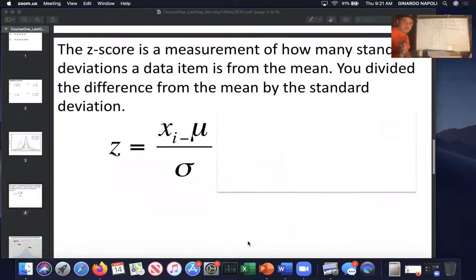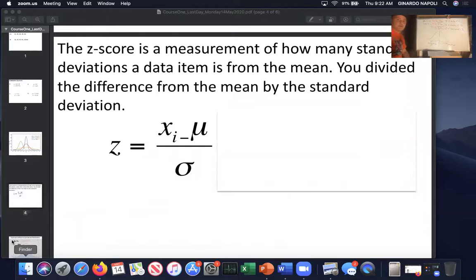Okay, so here's the formula. Now this little x subscript i just means the data value. The variable x represents the possible numbers in the data set. The subscript just means the first one, the second one, the third one, the fourth one. So this symbol with the subscript i just means the data value. That's the mean symbol, and that's the standard deviation symbol. So the data value minus the mean, divided by the standard deviation. That's how you get a z-score.